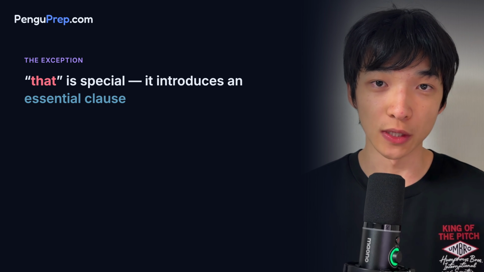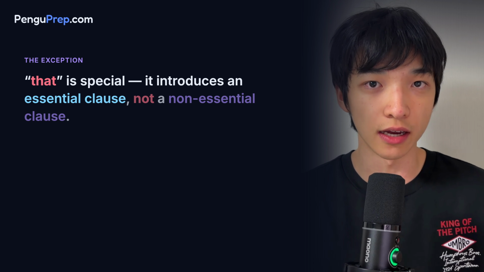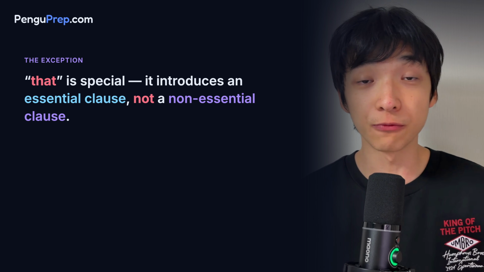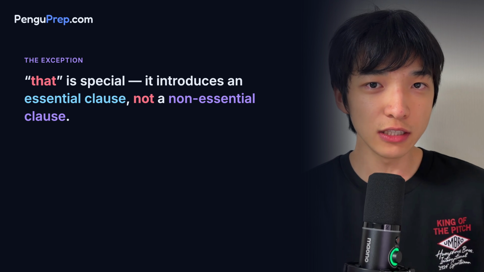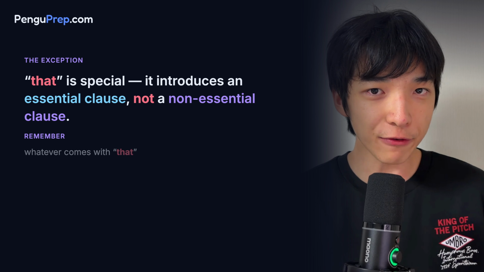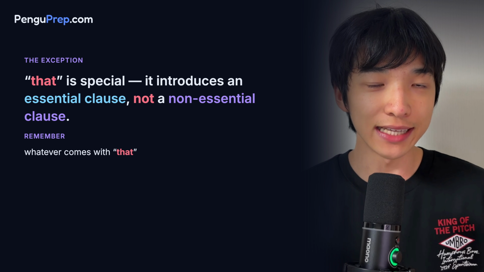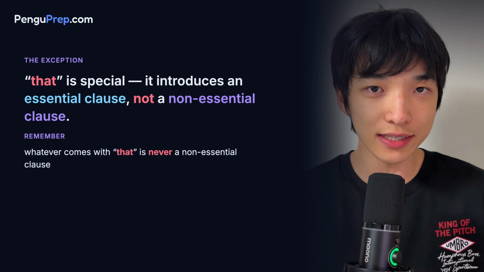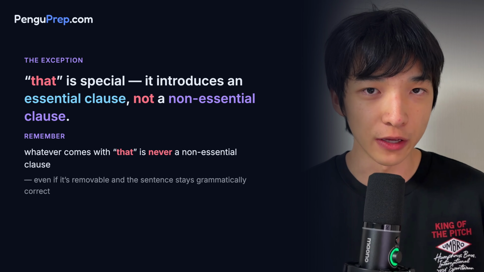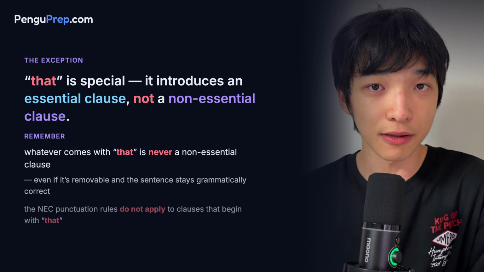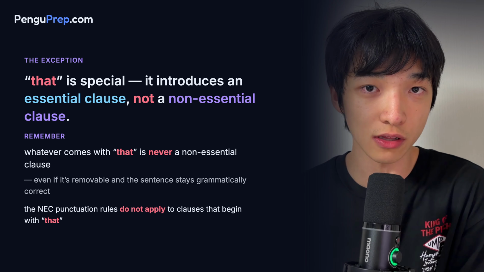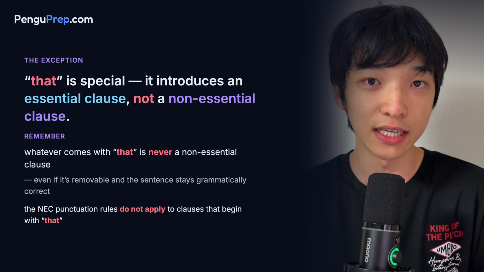The reason is because the word "that" is just very special. It's used to introduce what's called an essential clause, not a non-essential clause. Now, it's not important for you to know the details behind what an essential clause is, but one thing you should remember is this. Whatever comes with the word "that" is never going to be a non-essential clause, even if you can remove it while keeping the sentence grammatically correct. This means that we cannot apply the punctuation rules for non-essential clauses onto clauses that begin with the word "that."